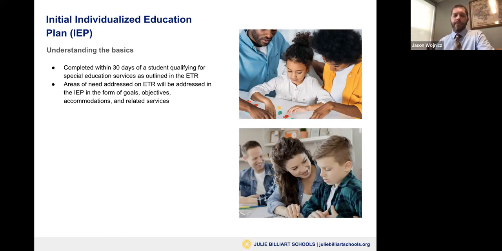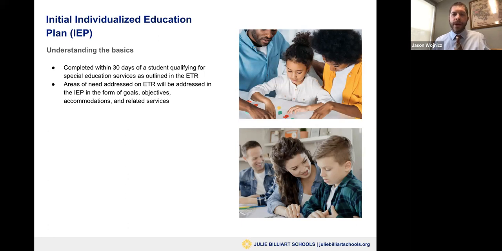And so here we are. Now we're done with the ETR document. We've understood that, yes, the child has qualified for special education services, and we are ready to take that next step in creating the IEP document.